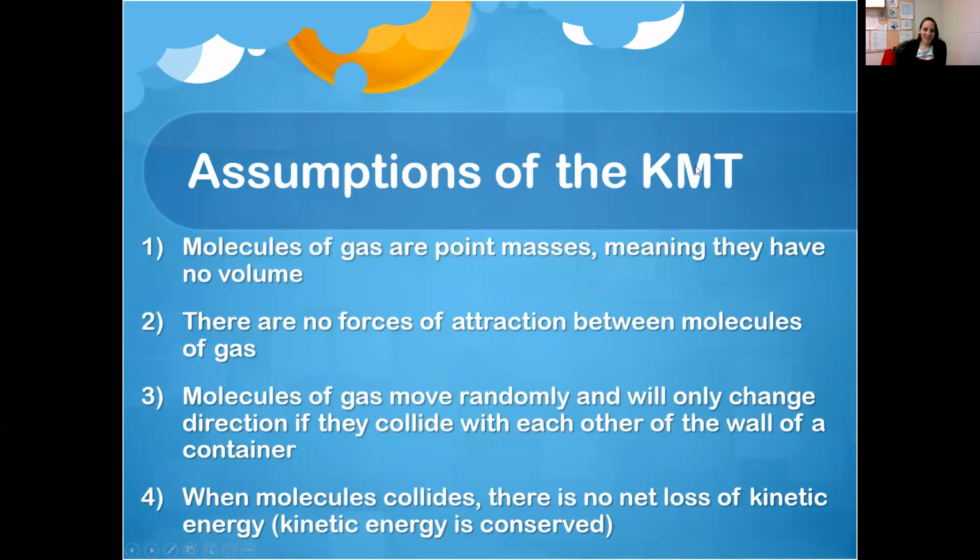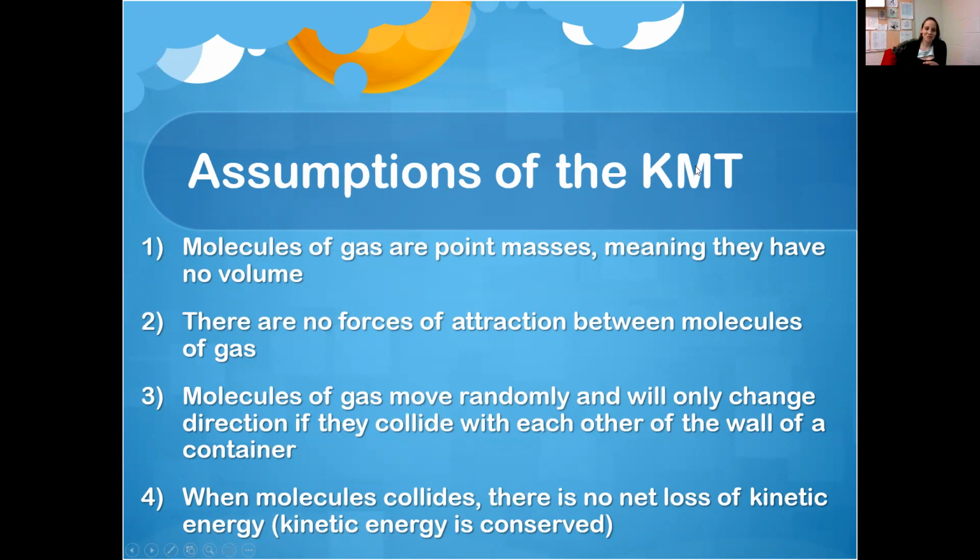The first assumption is that all molecules of gas are point masses, meaning that we're assuming that molecules of gas have no volume and don't take up any space. The second assumption is that there are no forces of attraction between molecules of gas. So 2 molecules of gas can go right by each other, and there will be no type of force of interaction between those 2 molecules.